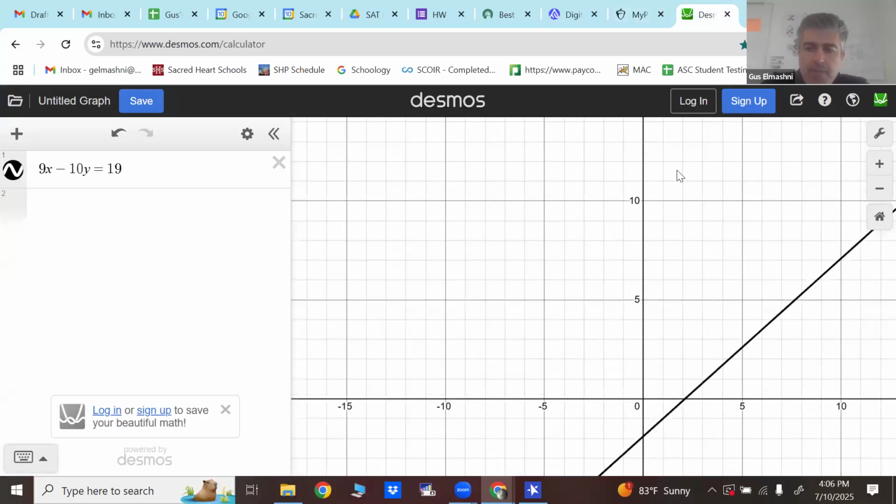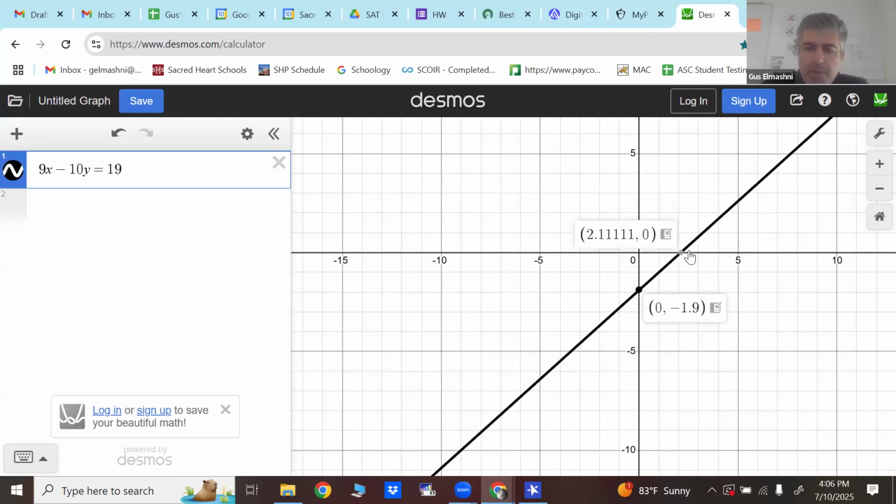The x-intercept's right here. The y-intercept's right here. So we shifted 4 units down. I know what the new y-intercept will be, negative 5.9, but it's kind of hard to tell. So I'm not sure if I really like doing it this way.